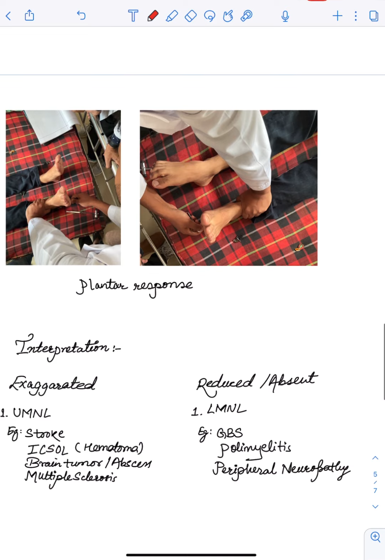Now we will go for plantar response. Plantar reflex is a superficial reflex. Place the lower extremity straight. Then place your left arm like this, just above the ankle joint. Then take your key and make a stroke in this way, like you start from here, like this.